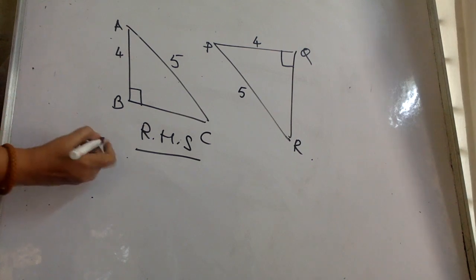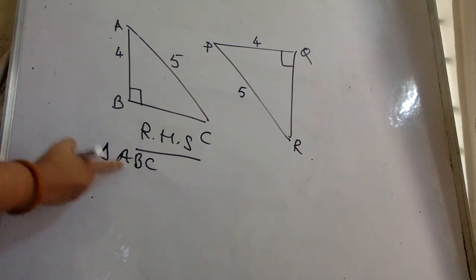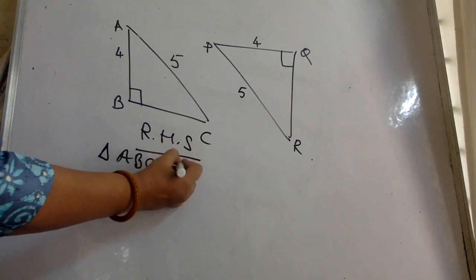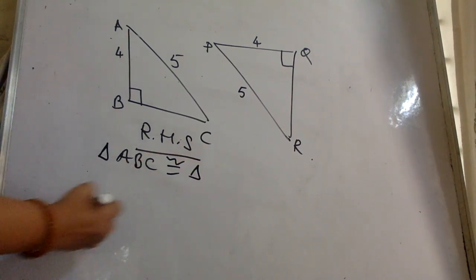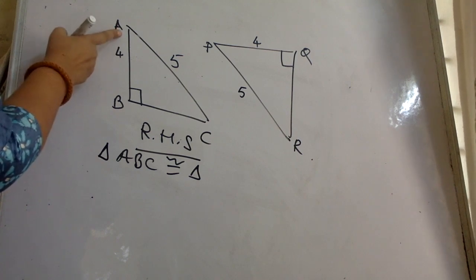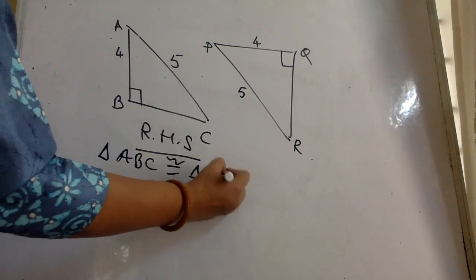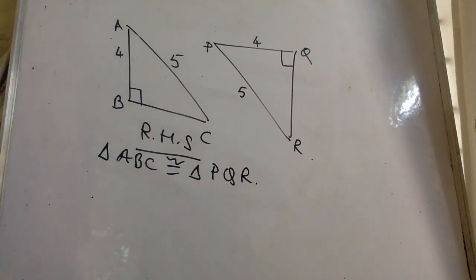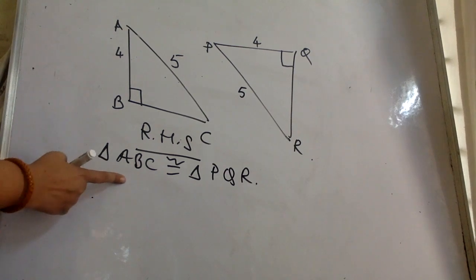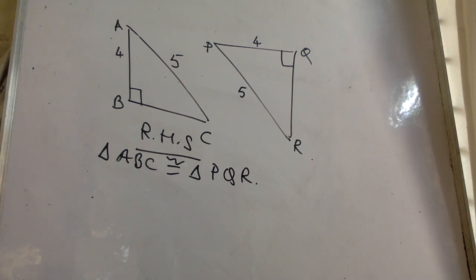So let's name it now. Triangle ABC, no particular way of naming it, ABC is congruent to triangle... Now we'll start from the 4 centimeter side and go to the 90 degrees. So here to here, so it is PQR. This is how we name congruent triangles. Naming a congruent triangle correctly is very important. Now those were the 4 postulates that we have in congruence of triangles.